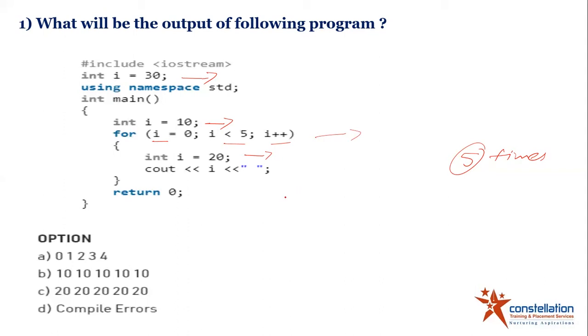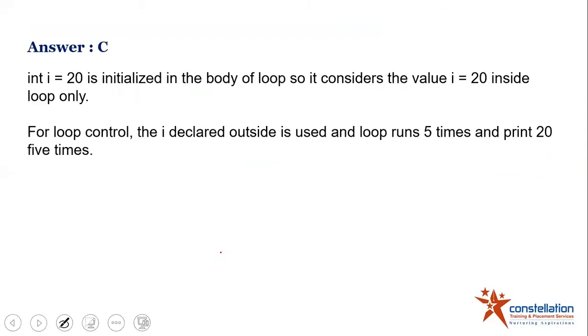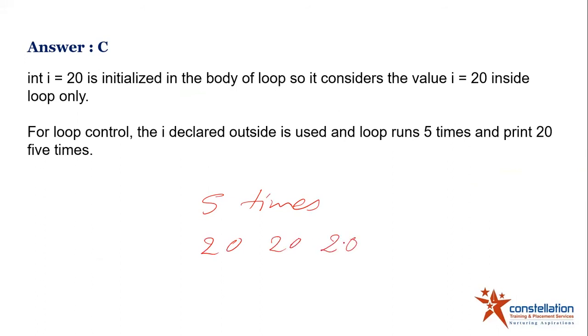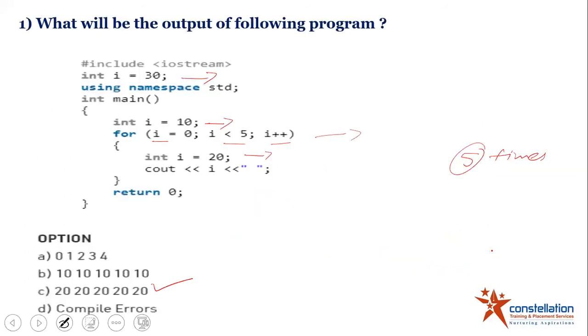So the correct output, if you have a look, is going to be the third one, option C. The reason is that when int i = 20 is initialized in the body of the loop, it considers the value i = 20 inside the loop only. And for the loop control, the i declared outside is used and the loop runs 5 times. So the output that you're going to get is 20, 20, 20, 20, 20. So 20 will get printed 5 times. That was indeed a tricky question.